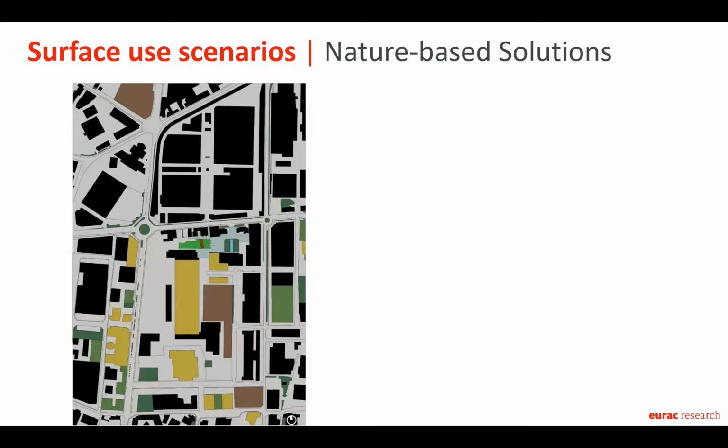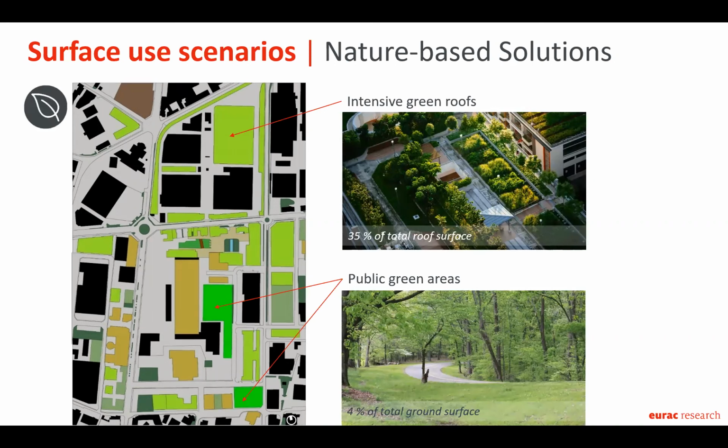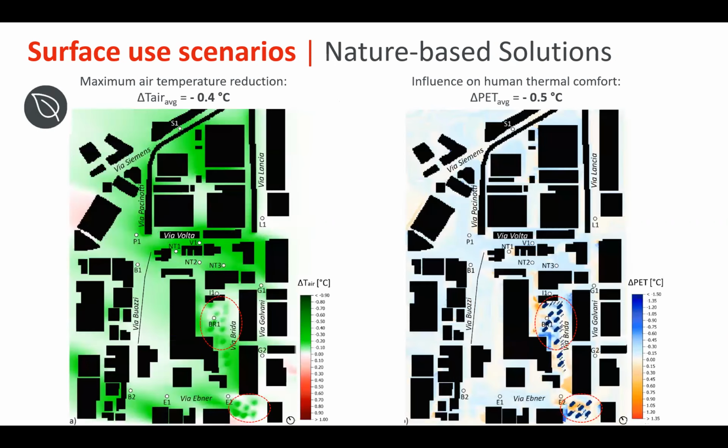The first one was considering the application of nature-based solutions and their effect on microclimate in a typical hot summer day. Here you can see what we applied. So we consider intensive green roofs and the creation of 2 new public green areas in locations which currently are just brownfields. And these are the results in terms of average air temperature reduction at the hottest hour of the day and human thermal comfort.